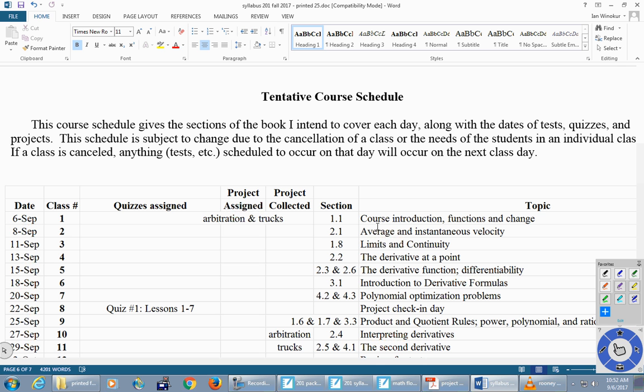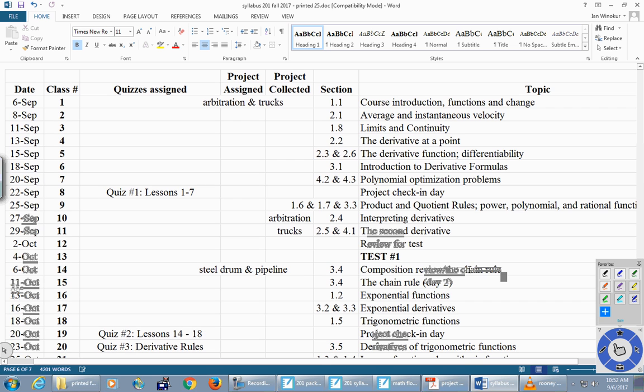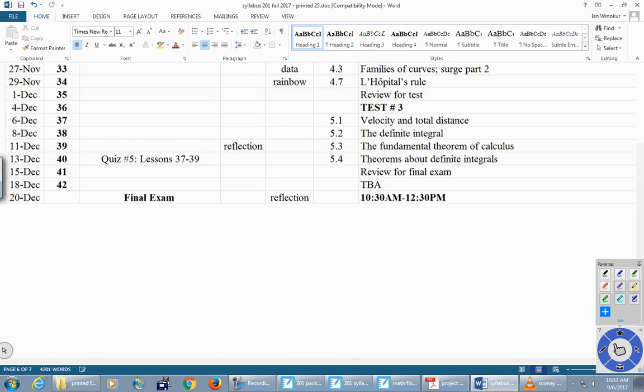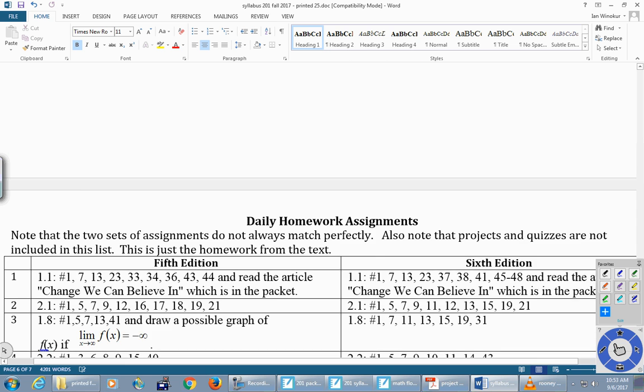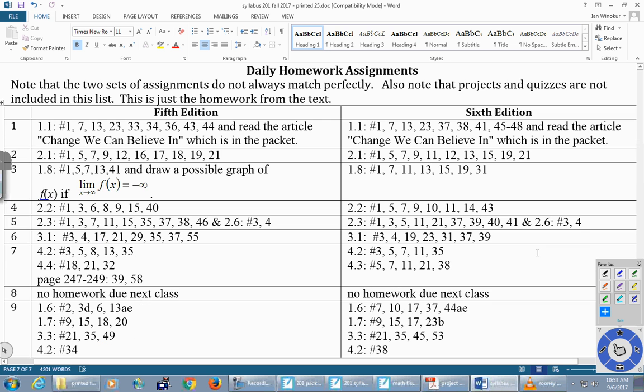Also, quiz number 1 is there on the 22nd. If you're into writing things in your calendar, the first test is scheduled for October 4th. It's all there. It gives you a sense of where we are and where we've been and where we're headed, okay? Lots of information there. And then on the last page of this thing are the daily homework assignments.